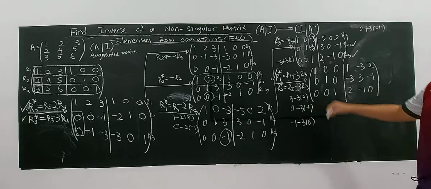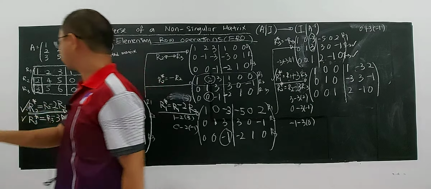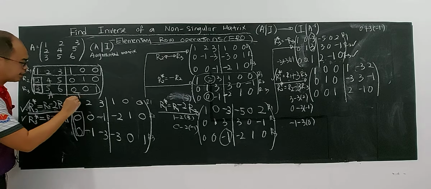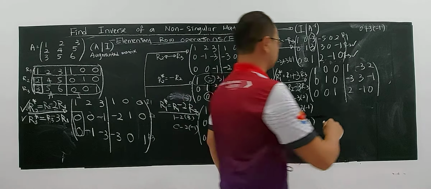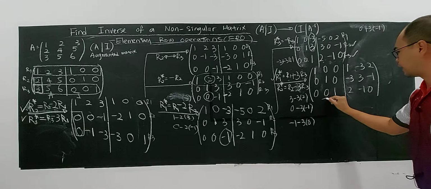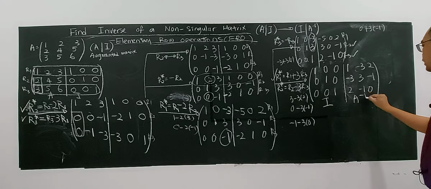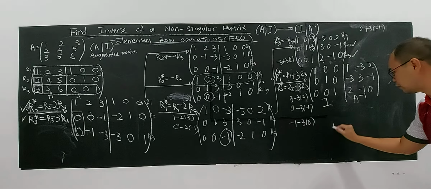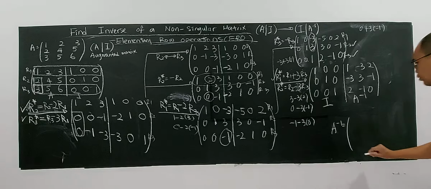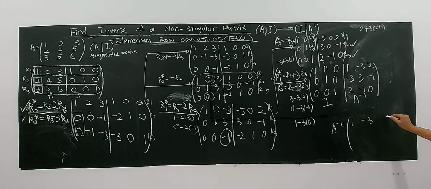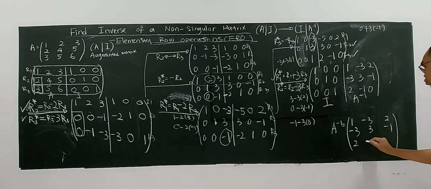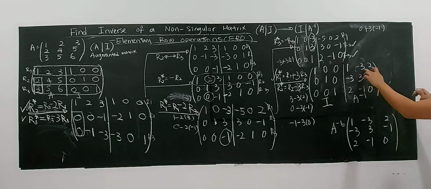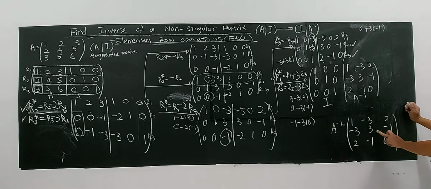I'm showing you this. From A and I, this is your identity, and this is your matrix A. Now you have done all these operations, and finally you have reached an identity, and this will be your inverse. This is very magical, you know. Okay, so 1, -3, 2, -3, 3, -1, 2, -1, 0. Double check: 1, -3, 2, -3, 3, -1, 2, -1, 0.